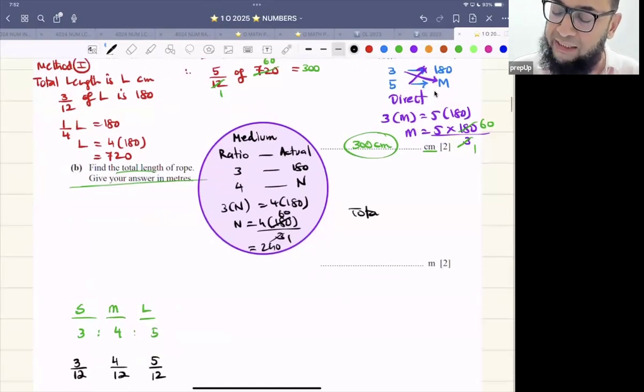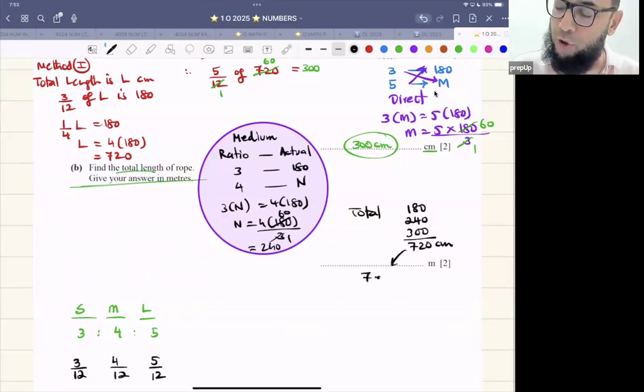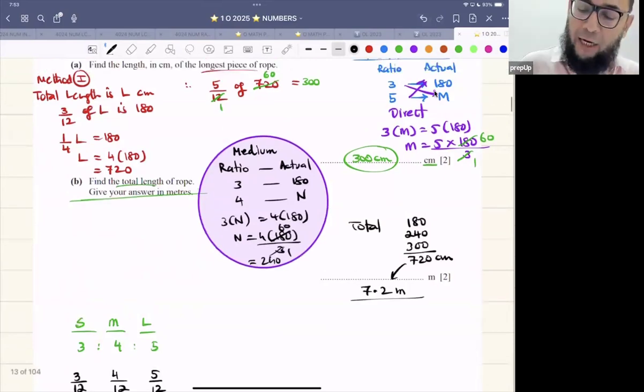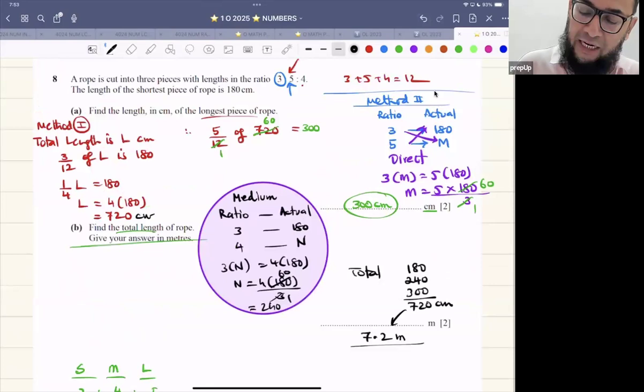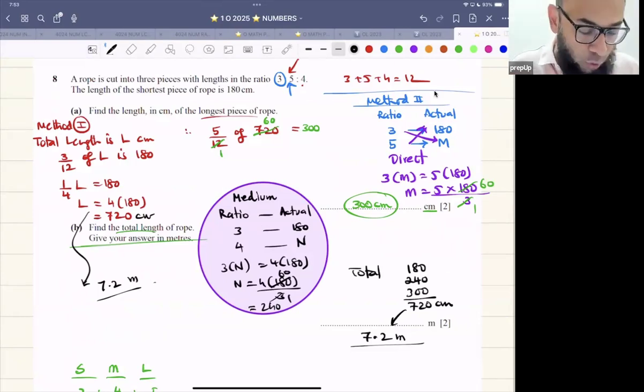Therefore, the total length is the length of all pieces. That is 180 plus 240 plus 300, which comes out to be 720 centimeters. Divide by 100. That is 7.2 meters. And over here, I already knew the answer of length. That is 7.2 meters. So now I hope it's all good, all clear.